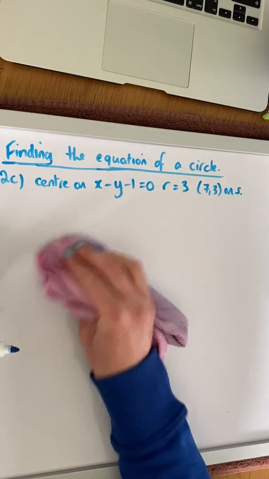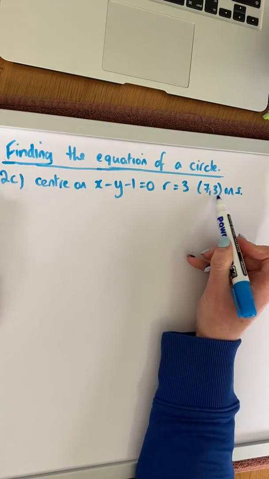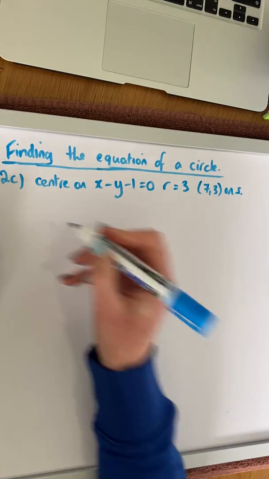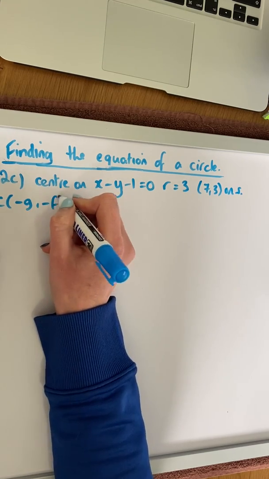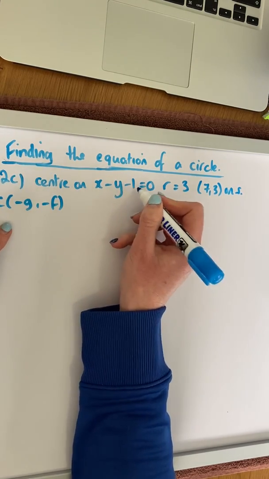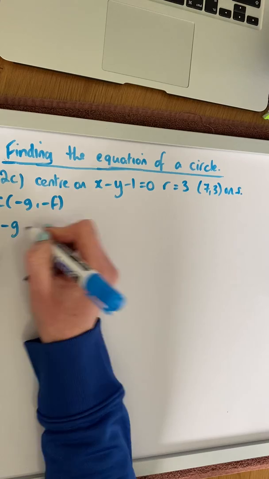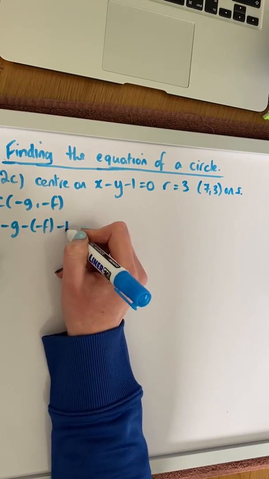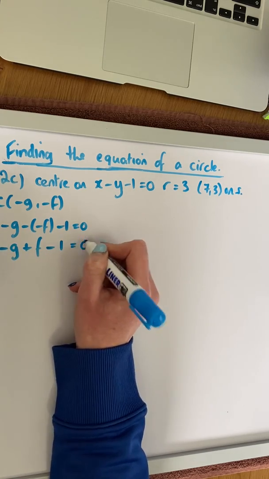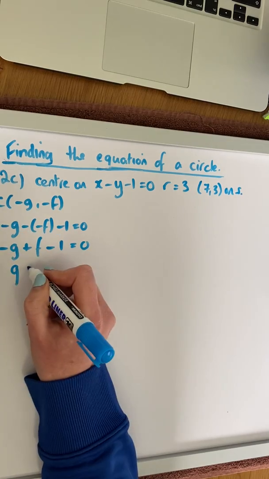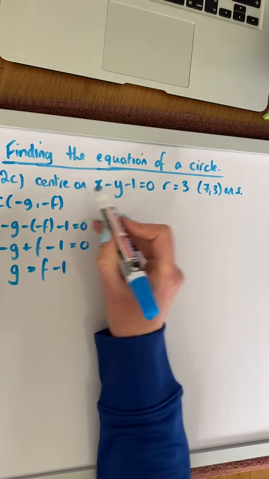But this one we're looking at, we have a line which the center lies on, the radius is 3, and the point 7,3 exists on the circle. First thing is to write down our general information. So the center point of our circle is minus g, minus f. That satisfies the line x minus y minus 1 is equal to 0. So substituting that in, we can look at minus g minus minus f minus 1 equals 0, which gives us minus g plus f minus 1 equals 0, and rearranging that, bring the g across the other side, g is equal to f minus 1. So that's one equation that we can get from our information here.